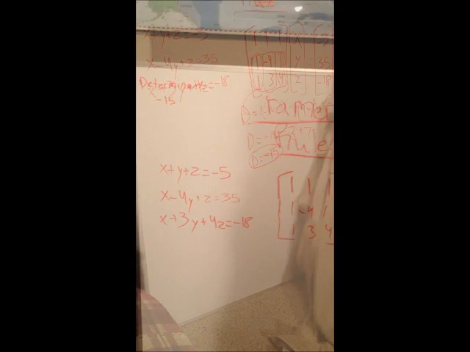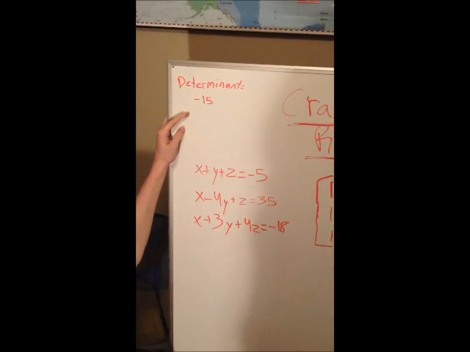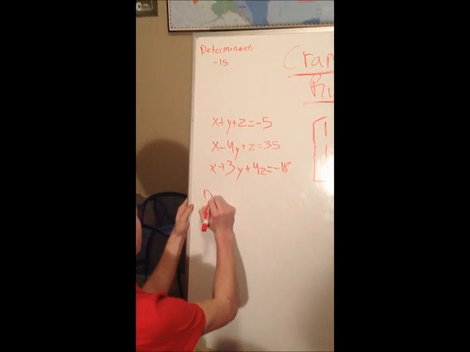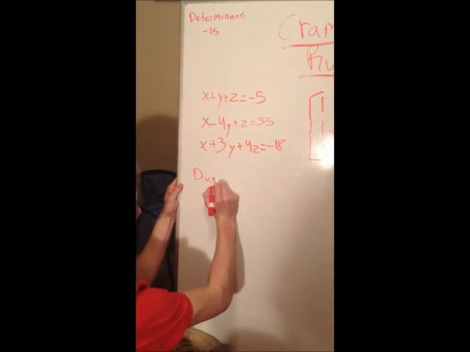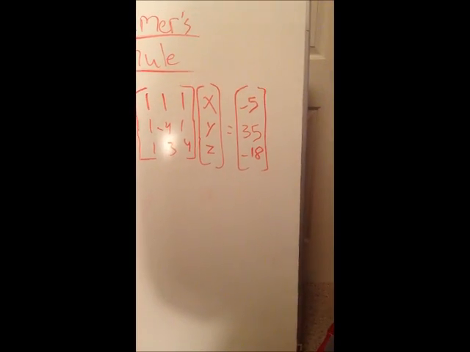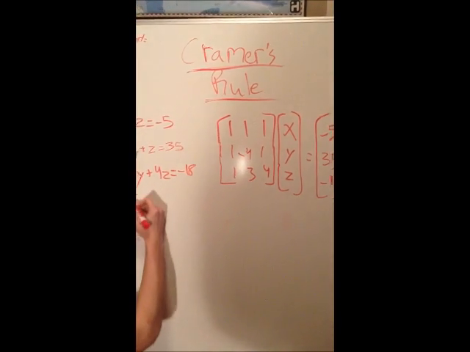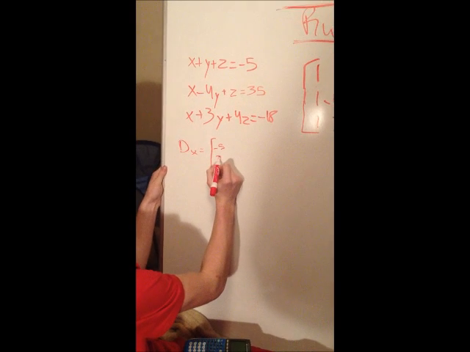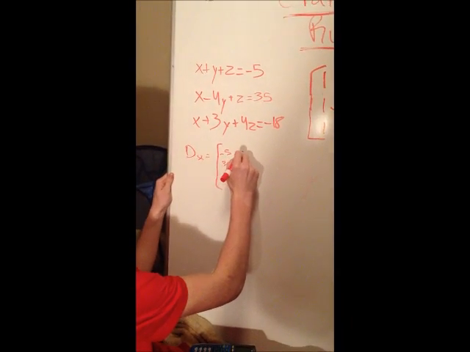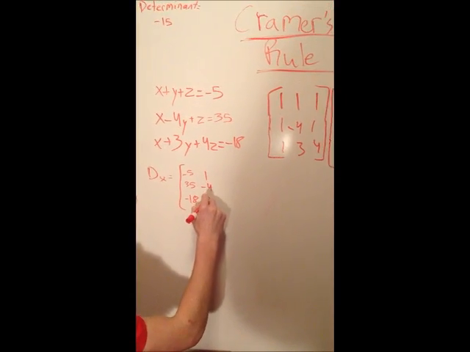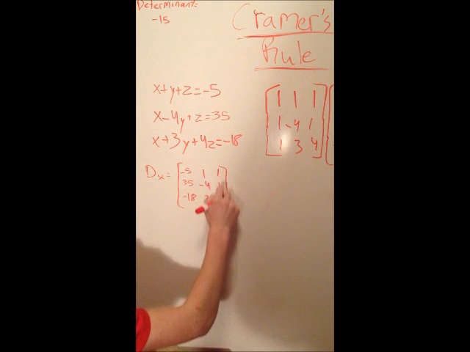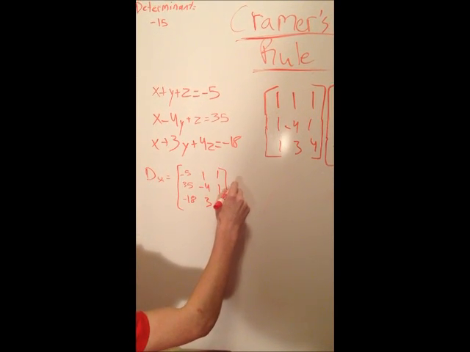As you can see, we have our determinant, which is -15. And so now we're going to make another matrix C, which is going to be called D of x. And so basically, we're just going to make another matrix C with those answers as this x row. So we're just going to plug it in and get -5, 35, -18. And then all the rest is going to be the same as before. So we have 1, -4, 3, and 1, 1, 4. And so we just have to find the determinant of this again.